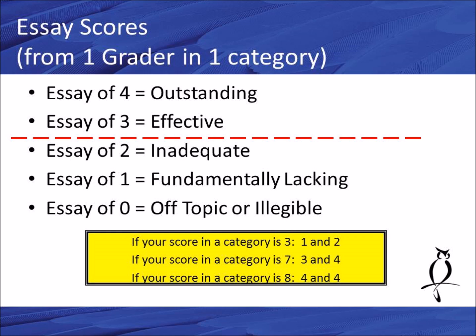So if you received a 3 in a category, that means one grader gave you a 1 and one gave you a 2. If you have a 7, somebody gave you a 3 and a 4. If you have an 8, you've got a 4 and a 4. You've got the 2 highest possible scores.